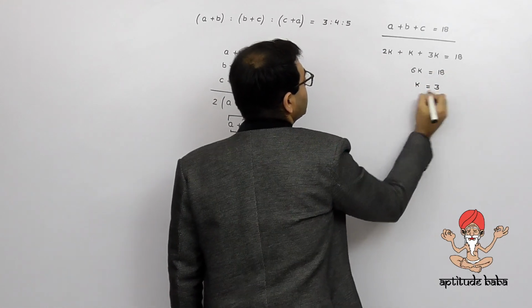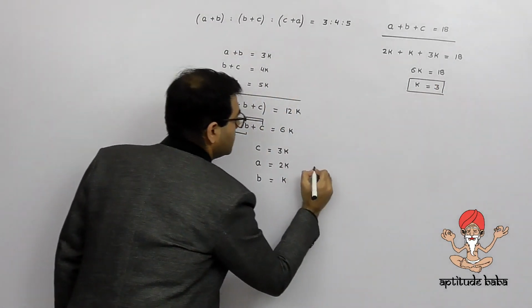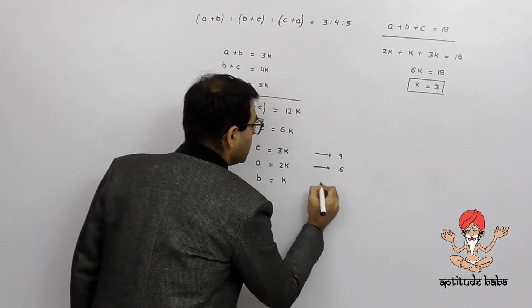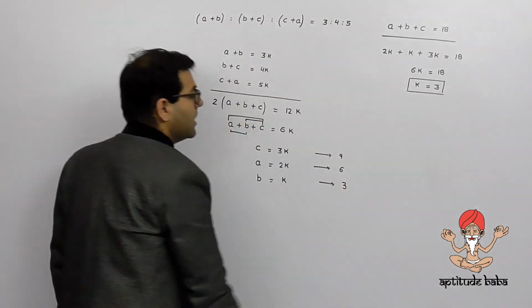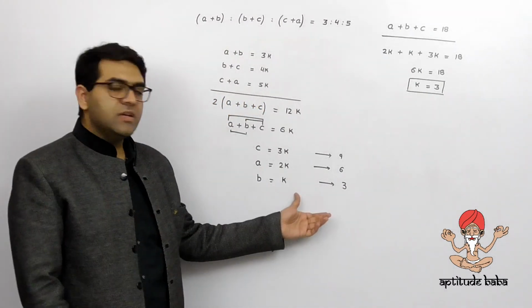up becoming 3. If the value of k is 3, what will be the value of a? The value of a will be 6, the value of c will be 9, and the value of b will end up becoming 3. In my question, I was required to find the value of a, b and c. Here the values are.